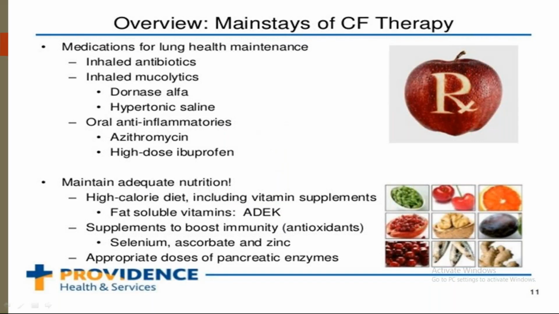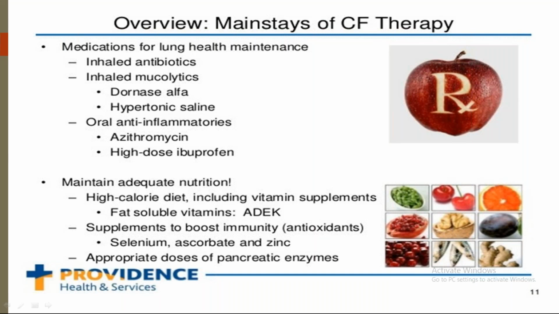Coming to the mainstay of CF therapy, first the medications for lung health maintenance. It includes inhaled antibiotics, inhaled mucolytics, Dornase alfa, and hypertonic saline. These are the mucolytics which help in clearing the airway.